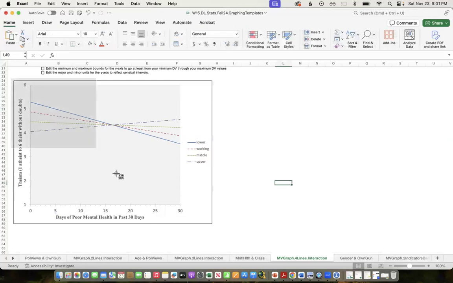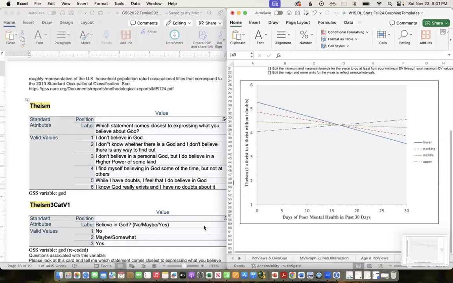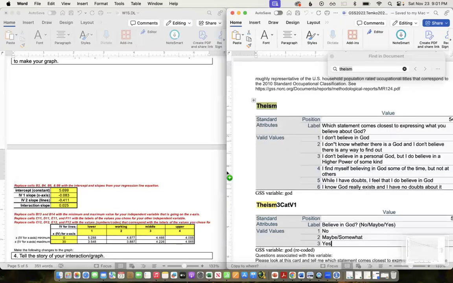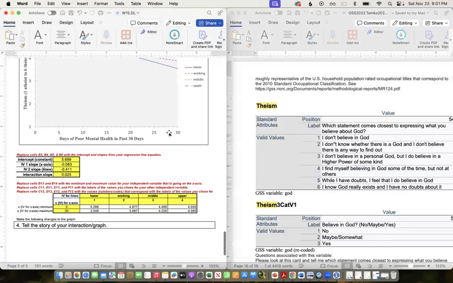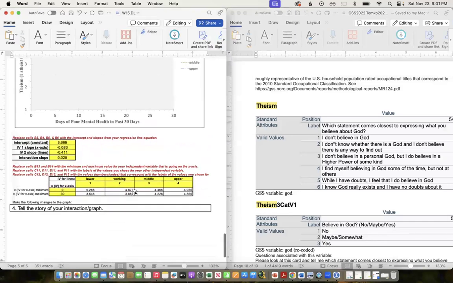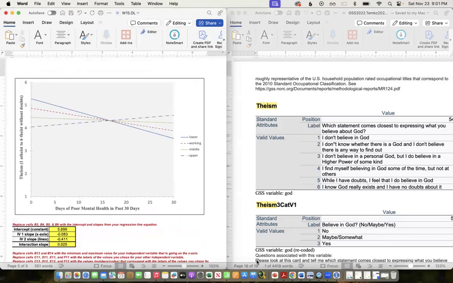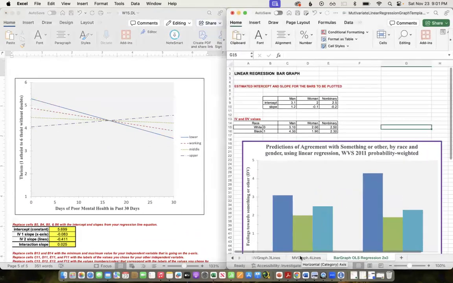Okay, so here is my graph. So lastly, tell the story of your interaction graph. So what do we see here? This actually looks quite different than if we hadn't tested to include the interaction.